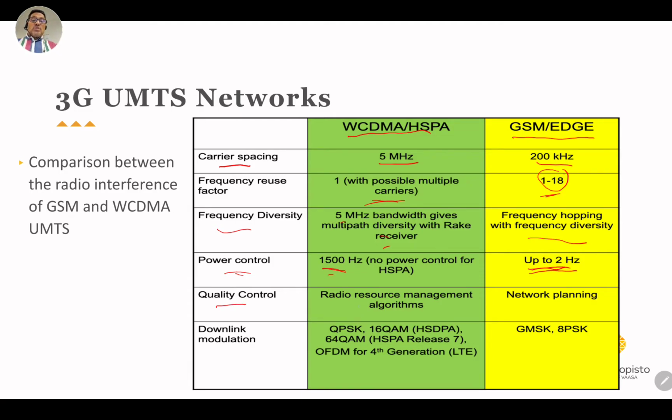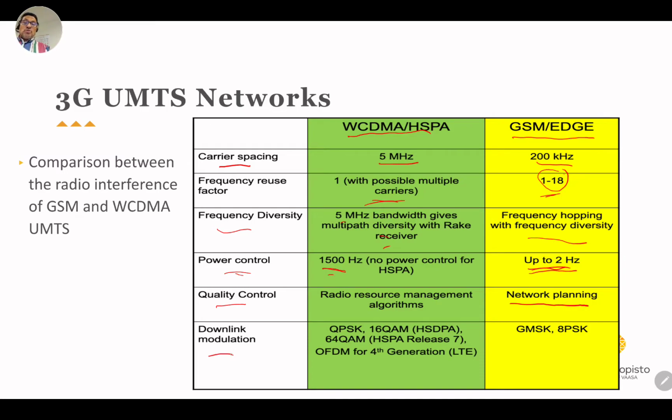Quality control, as we explained in CDMA, we can control the quality by using, for example, the spreading factor or the processing gain in direct sequence CDMA. So we can increase the number of users in the cell. It depends on the spreading factor, for example. But in GSM, it depends on the network planning.